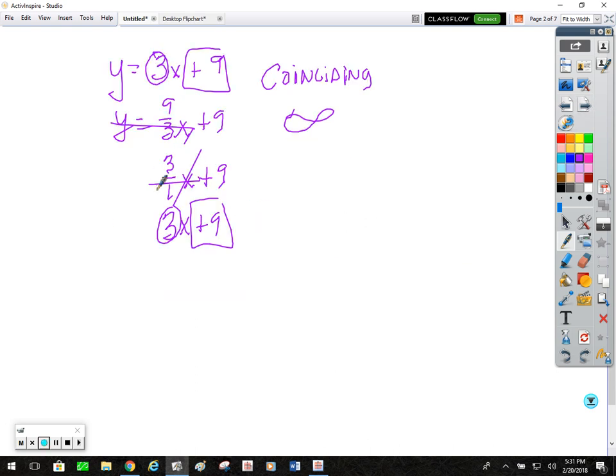So same slope, same y-intercept, the lines will be coinciding, so when you graph this, it would look something like this. Remember, we talked about this in class. It looks like you will have one line laying on top of the other. On your test, it'll be black and white, but it's going to look like one line laying right on top of the other. So that's why we call it coinciding.